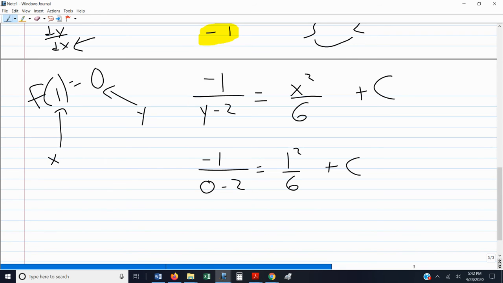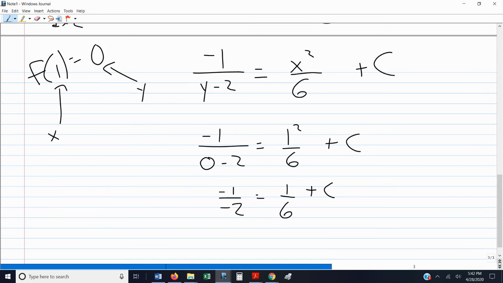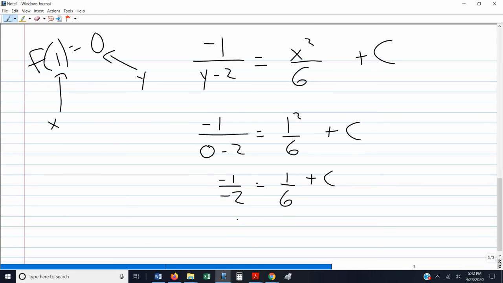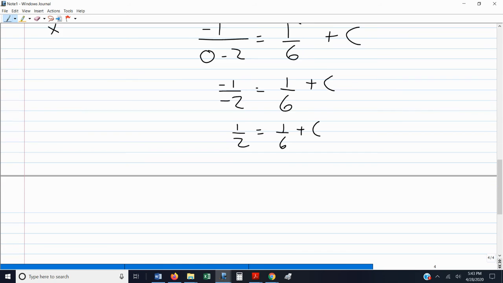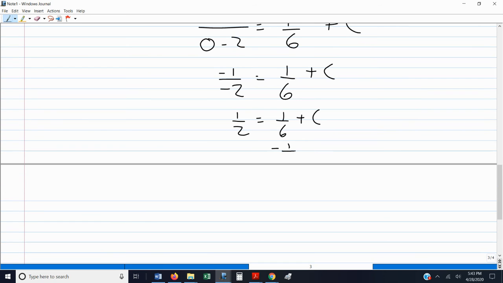And we're solving this. So 0 minus 2 is negative 2. 1 squared is 1. And negative 1 over negative 2 is 1/2. And then the last thing we're doing is moving that 1/6 to the other side. So minus 1 over 6, minus 1 over 6. 1/2 minus 1 over 6.